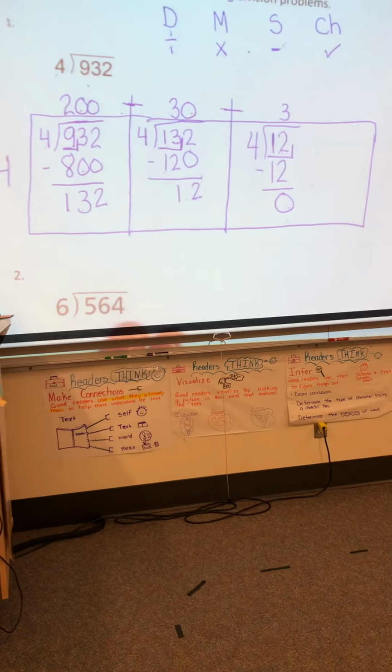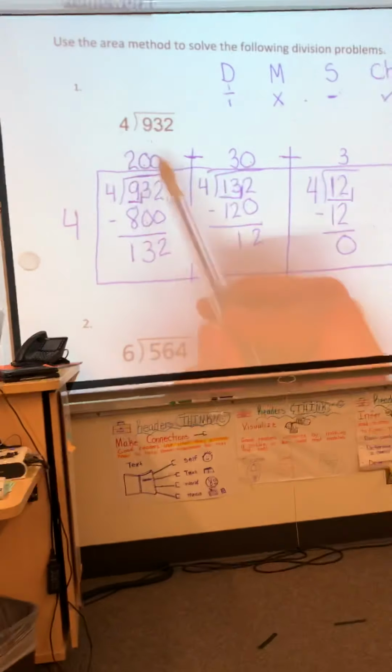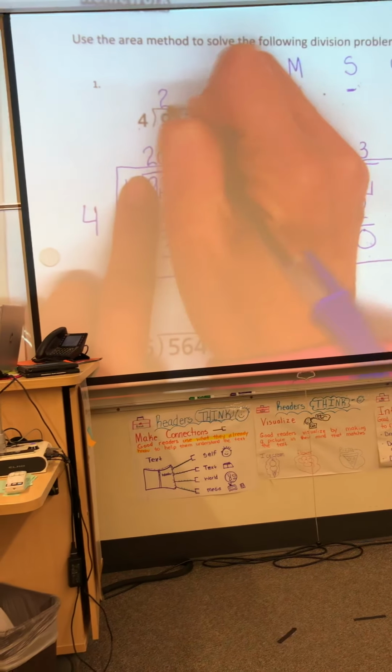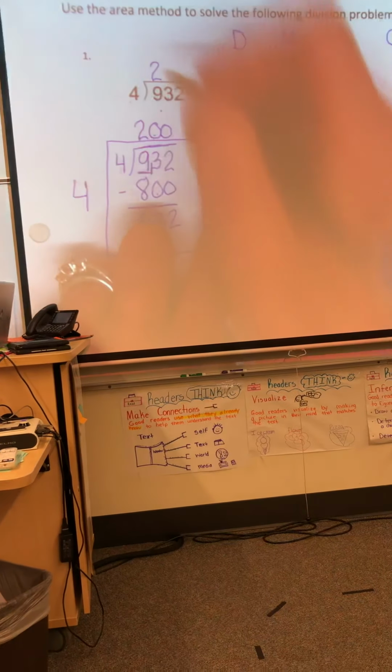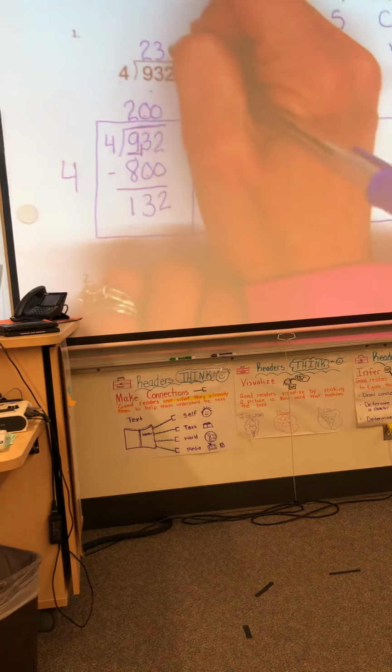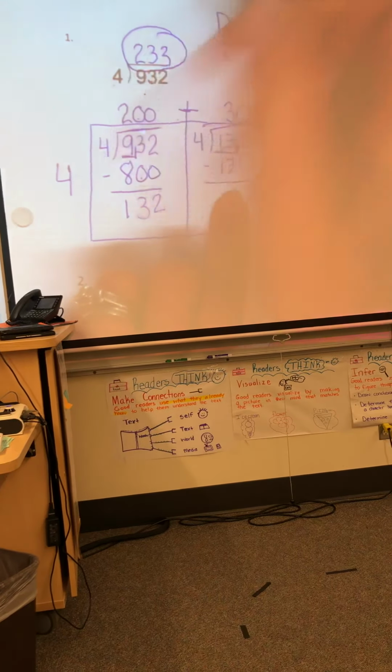Okay? Now I just have to rewrite my answer. I have 2 in the hundreds place, so I'm going to put that 2 right above the 9 for 200. 3 in the tens place, so the 3 goes above the 3 for tens. And a 3 in the ones place. My answer is 233.